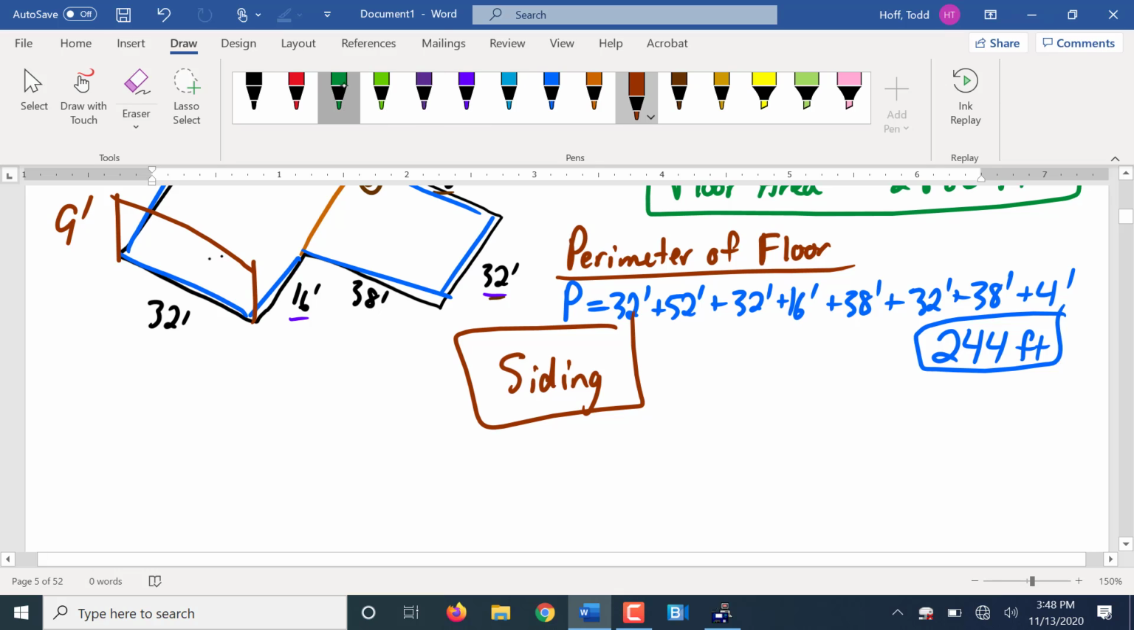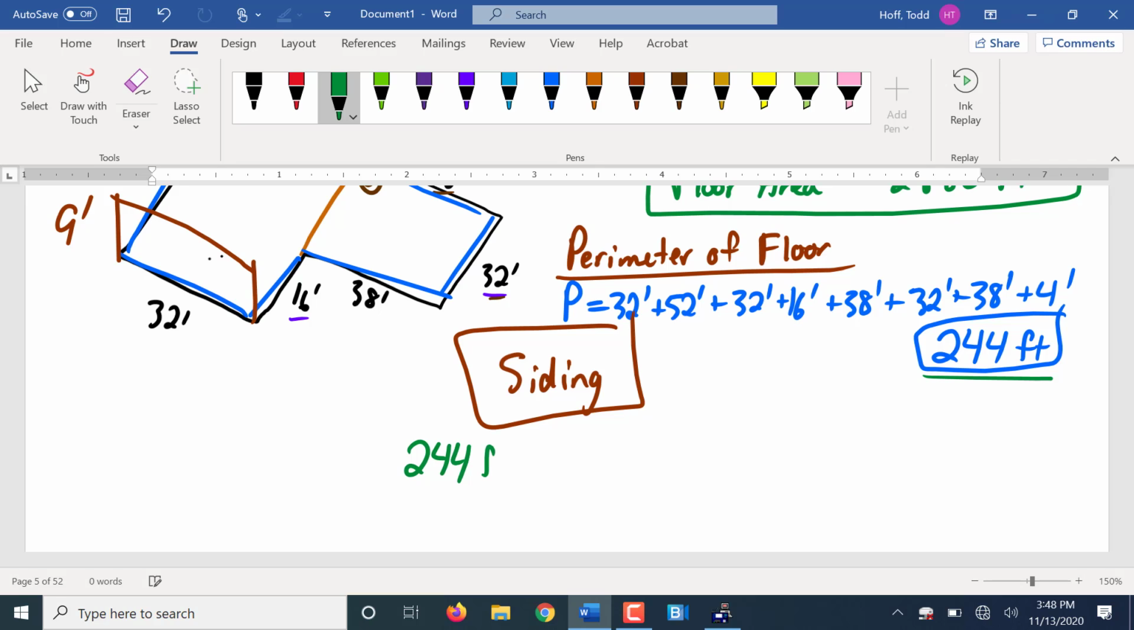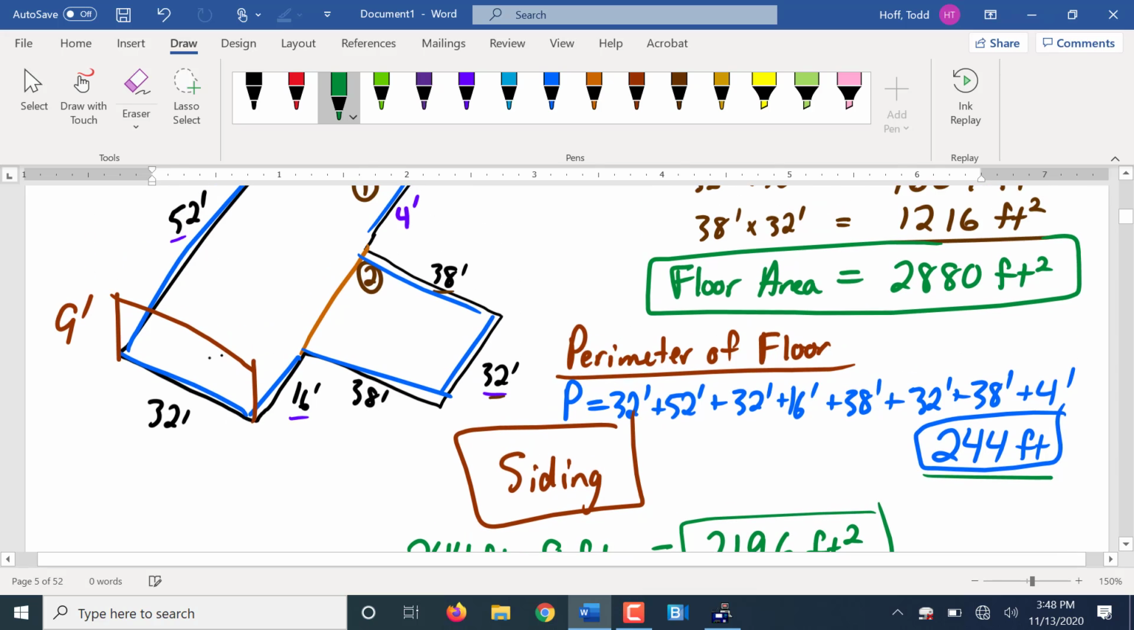So for the siding, we take that perimeter of the base, 244 feet, times that height of 9 feet. What's that give us? So 2196 square feet. And Caden's absolutely correct.